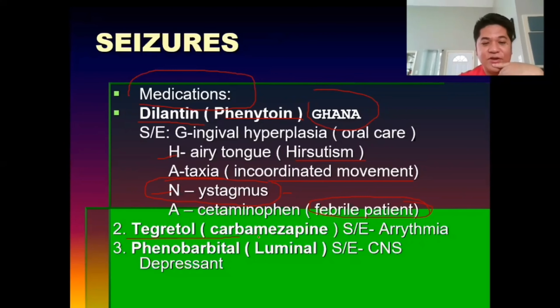Now, Tegretol or carbamazepine is also given, but they have to be careful that this can cause arrhythmia, okay? And phenobarbital, or Luminal, is also given, but it is a CNS depressant. You will feel relaxed and dizzy, so avoid driving and avoid heavy operational activities. So that's what we give to the client. That ends the lecture on convulsions or seizures.